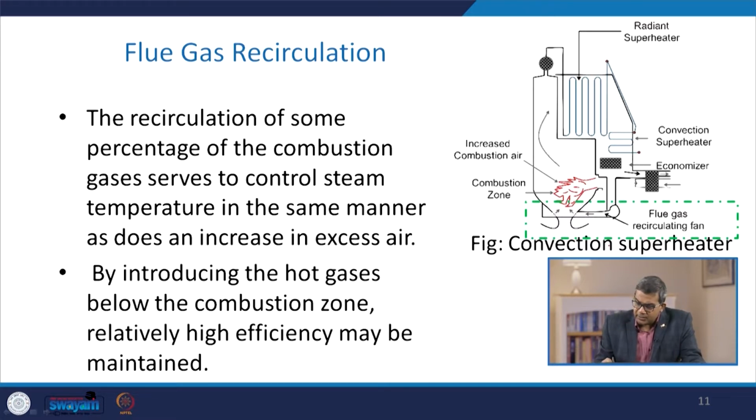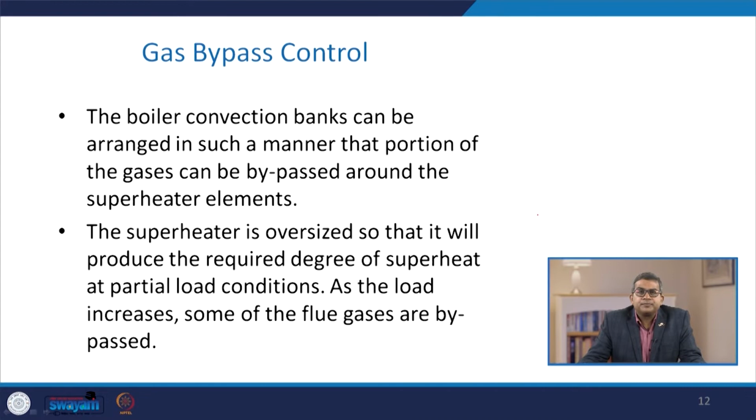Now, here you see that this is the flue gas recirculating fan. By introducing the hot gas below the combustion zone, here you see this is the combustion zone, and here we are having the hot gases supply. Now, this introduction relatively increases the efficiency. So, you can say that high efficiency can be maintained by introduction of hot gases below the combustion zone.